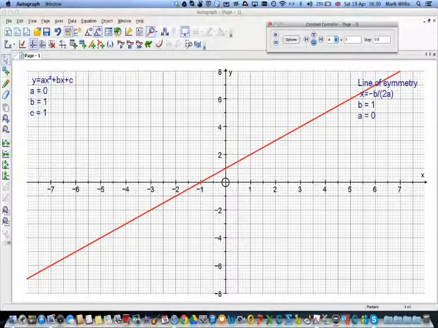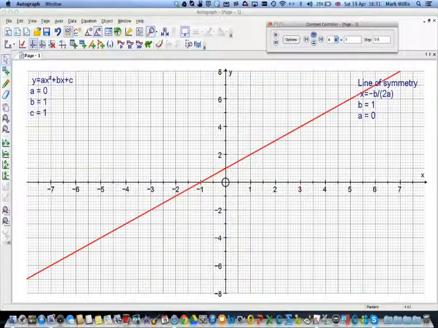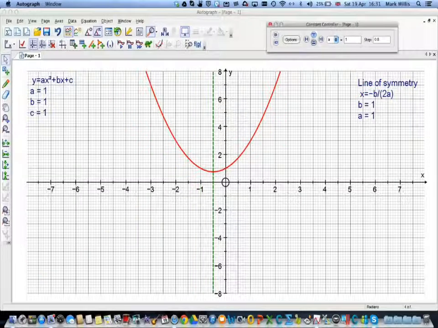Now this one is a linear equation because when a is equal to 0, we just get bx plus c, which is just a straight line. So we get the line x plus 1. Moving it down, this becomes negative, so it then curves the other way. Okay, so this is quite important.